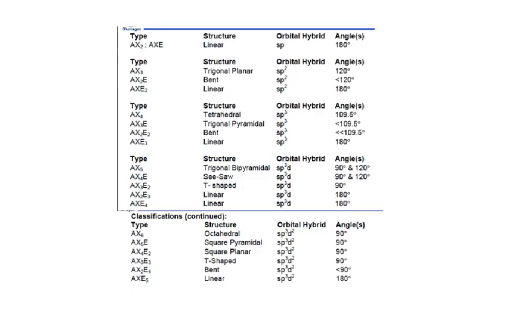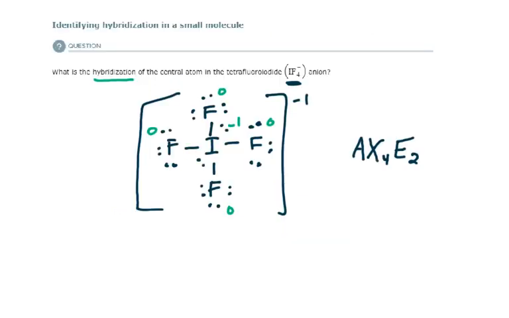And so if we go here to this little cheat sheet that I've put together, we find AX4E2. It tells us that the hybridization, the orbital hybridization, is sp3d2. Okay? So the orbital hybridization is sp3d2. So this idea of orbital hybridization helps us to make sense of why the geometry of tetrafluoroiodide is what it is. If you look very carefully, how many electron domains do we have? 1, 2, 3, 4, 5, 6.